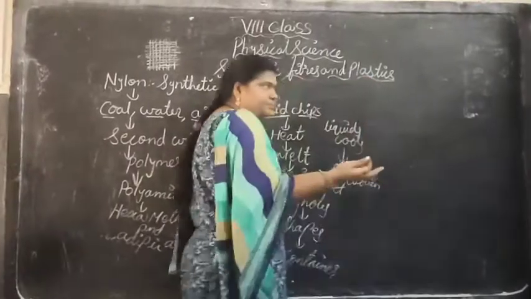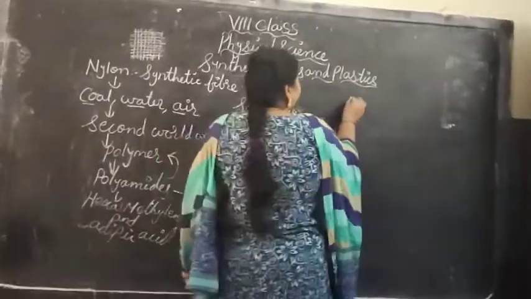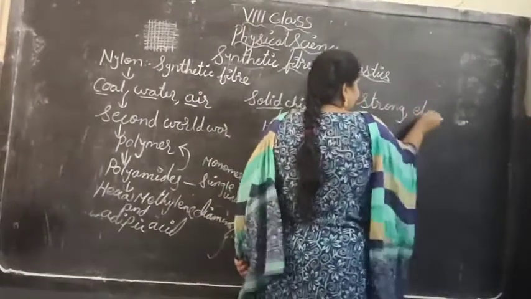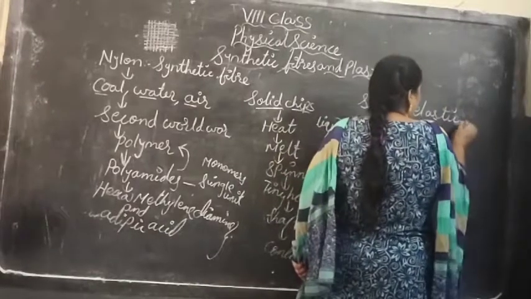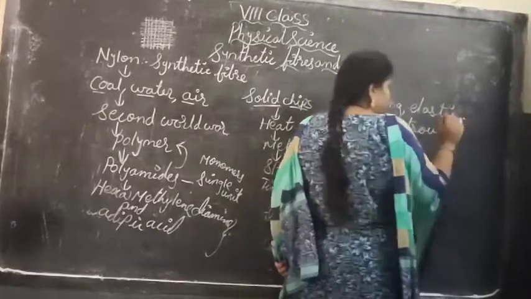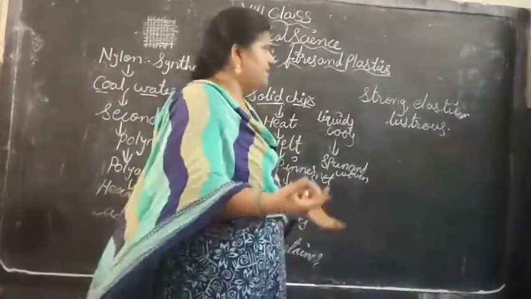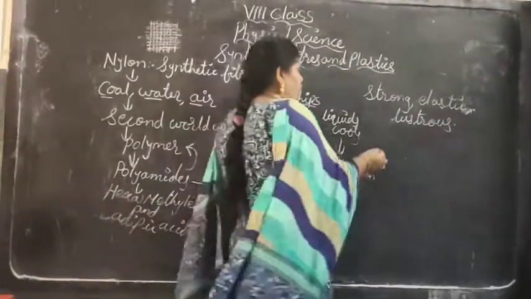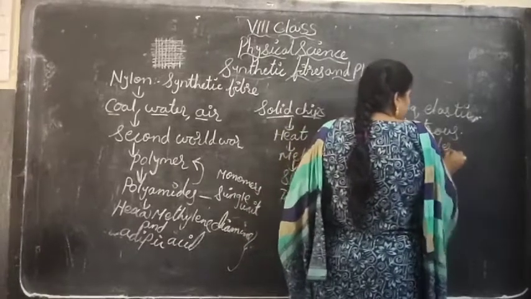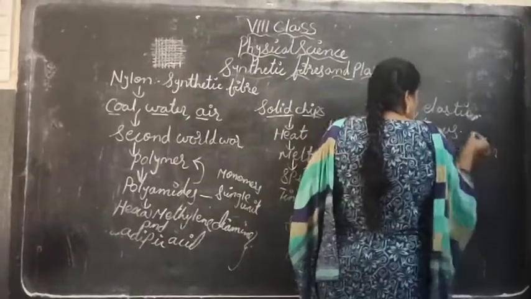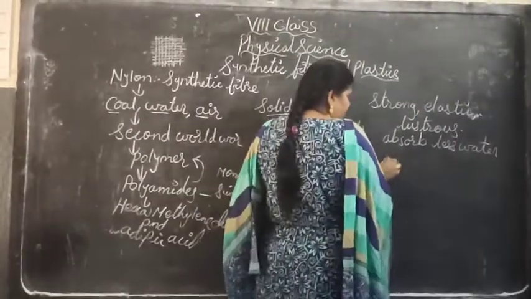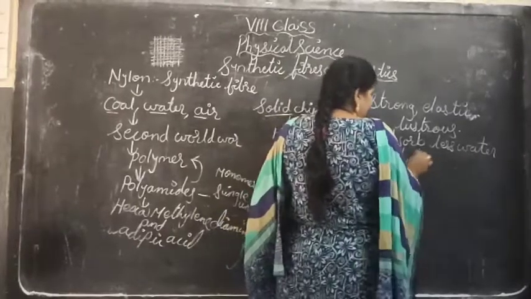Then what is the nature of this nylon? The nature of this nylon is strong. It is elastic and it is luxurious. The nylon fabric is very strong. It is elastic. Luxurious means it shines more. It absorbs less water. What is the nature of this one? It absorbs less water, and this nylon fabric has static electricity.